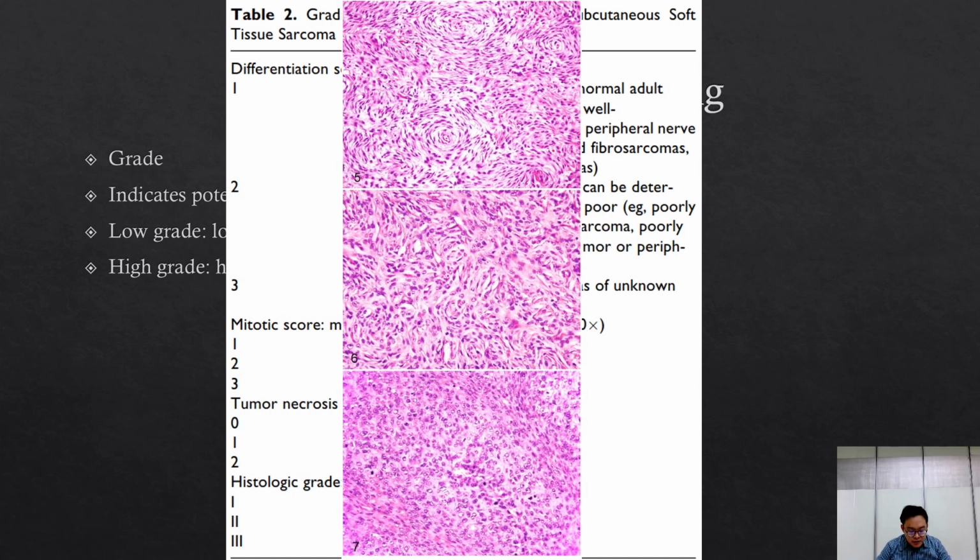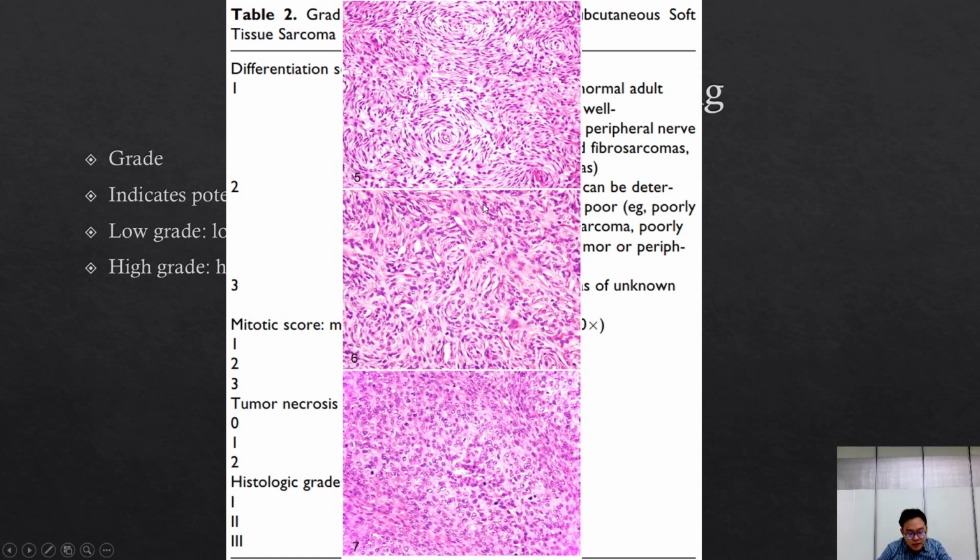Here we can see the differentiation score 1. The distinctive rolling pattern closely resembles mature connective tissue surrounding nerves and blood vessels, suggestive of either perivascular or perineural cell phenotype, like this picture here.